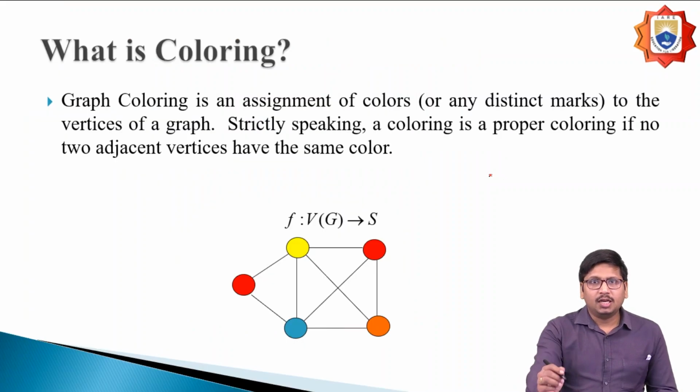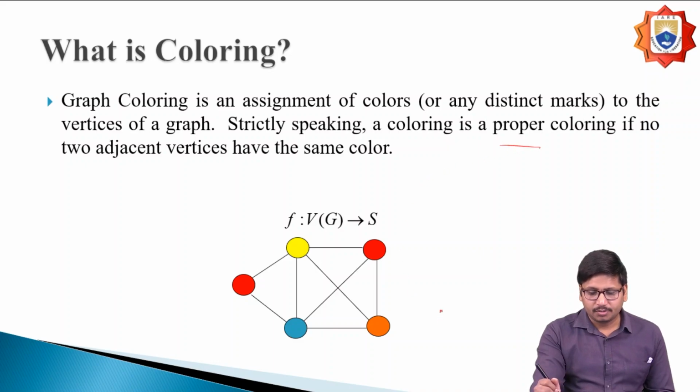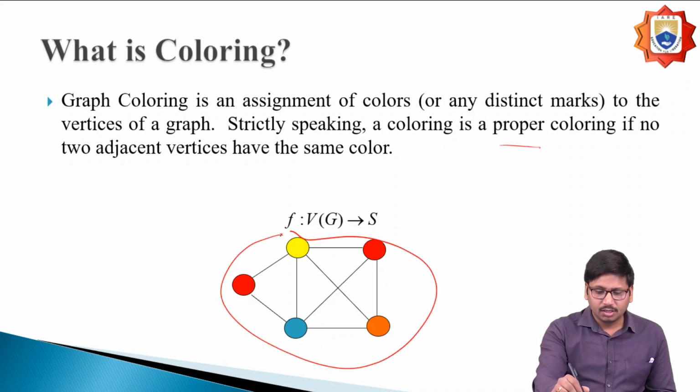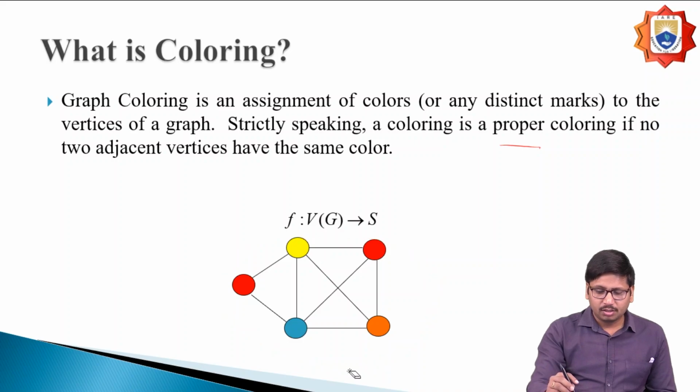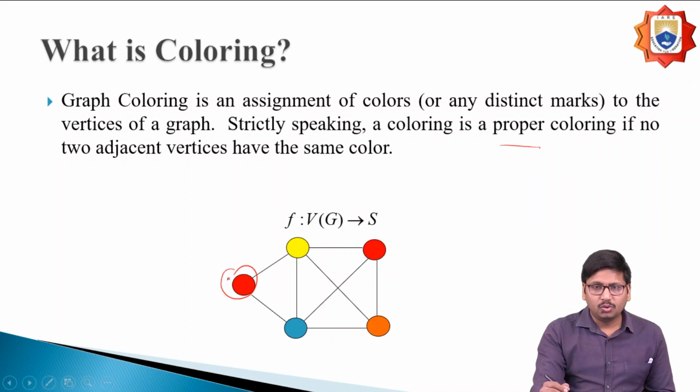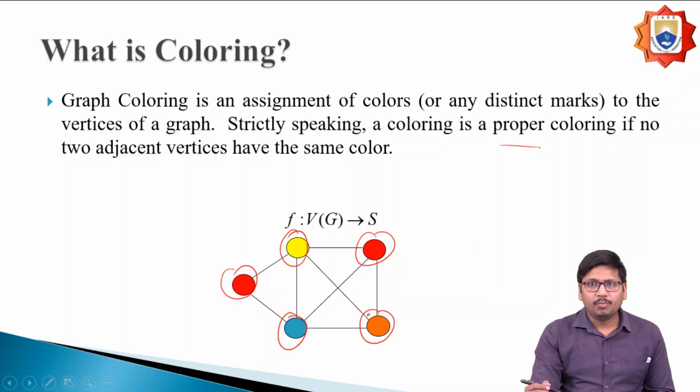So normally, what is coloring? Coloring is nothing but the assignment of colors or any distinct marks to the vertices of the graph. Strictly speaking, a coloring is a proper coloring if no two adjacent vertices have the same color. If I consider a graph like this, with nodes, I can apply different colors like this. So different coloring is applied to the vertices of the graph. Here, we have to consider the minimum number of colors required for the graph.